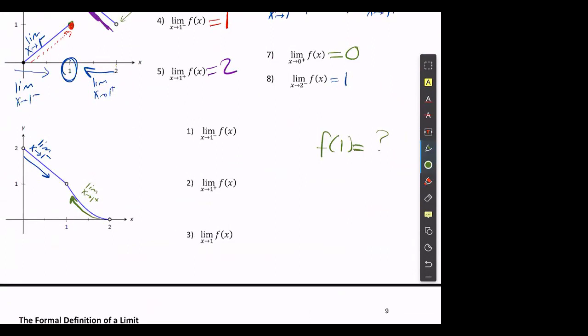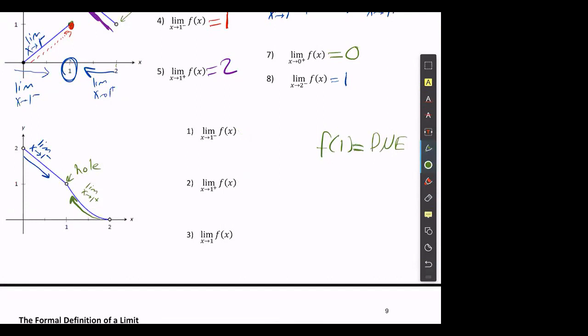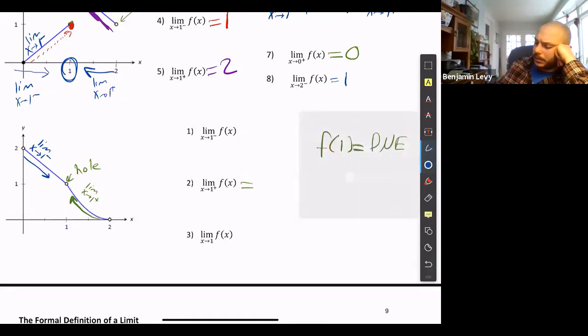So f of 1 does not exist. So this is a D and E situation because there's a hole right there. Absolutely. What about the left or right-hand limits? Let me use these colors. They do exist. Yeah. So what is the left-hand limit? 1.